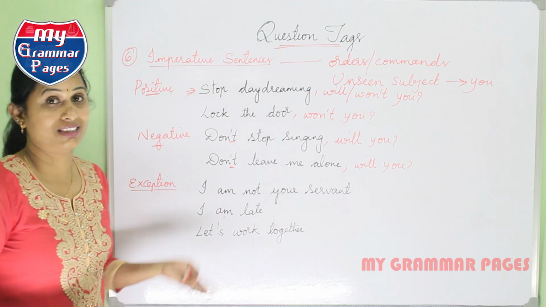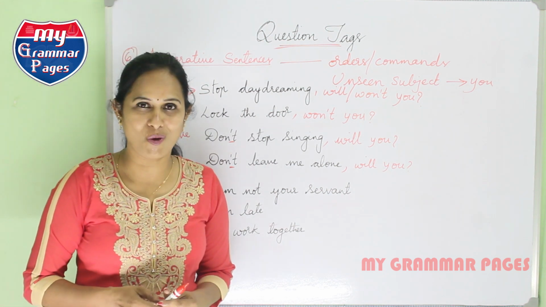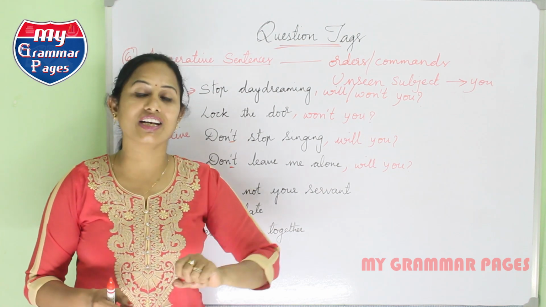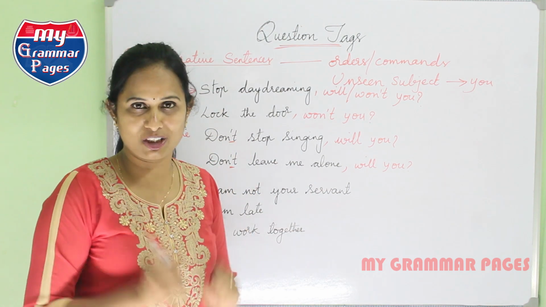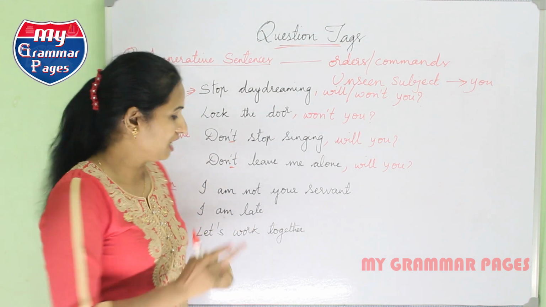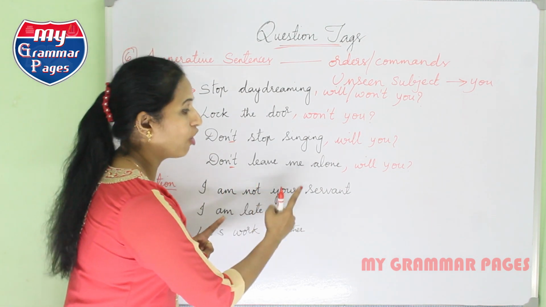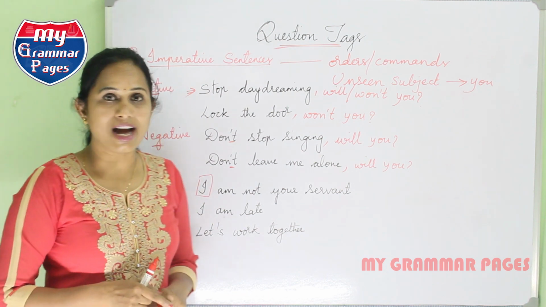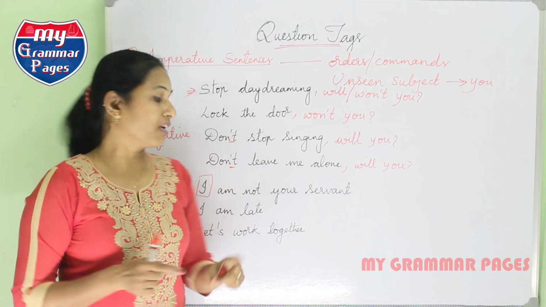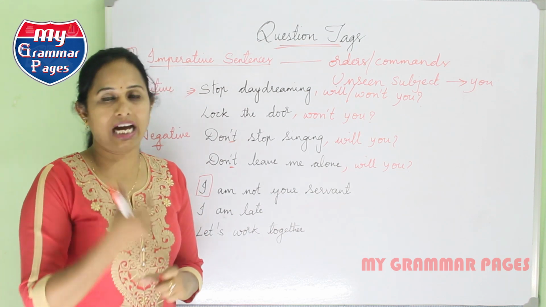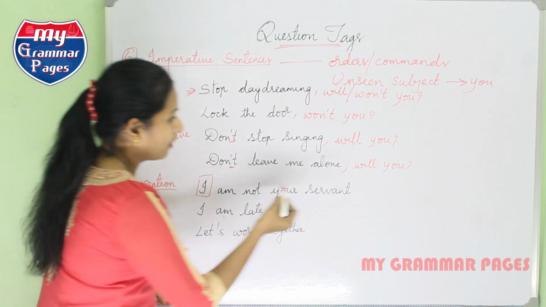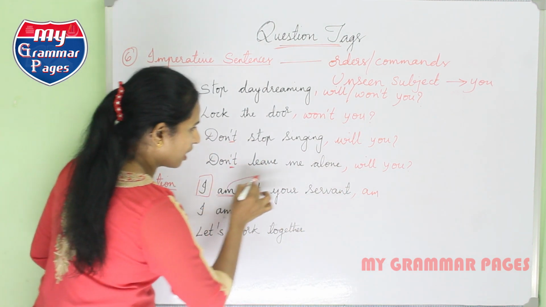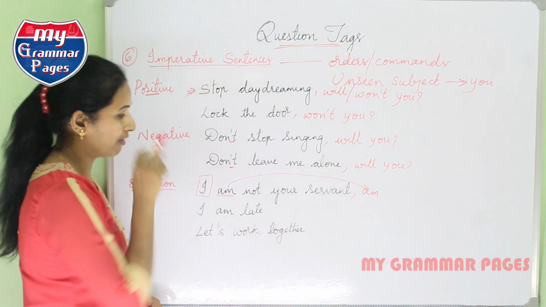And now, as in earlier classes, I have already told that English is such a stupid language that definitely for each and every grammatical structure there will be an exception. Here also there is an exception. So that is, I am not your servant. The subject is I. If a sentence starts with the subject I and if it is with the negativity, the negative touch, we are going to follow the same rule, that is, this is the helping verb. We are pulling the helping verb to the front part of the question tag.